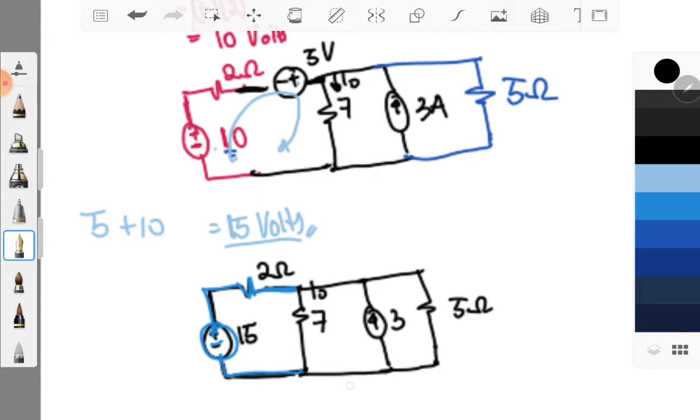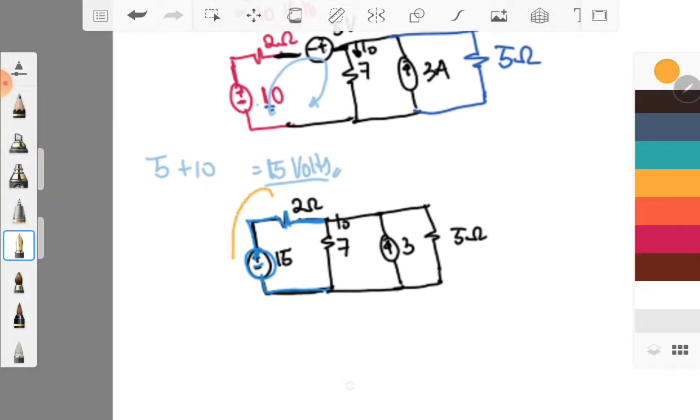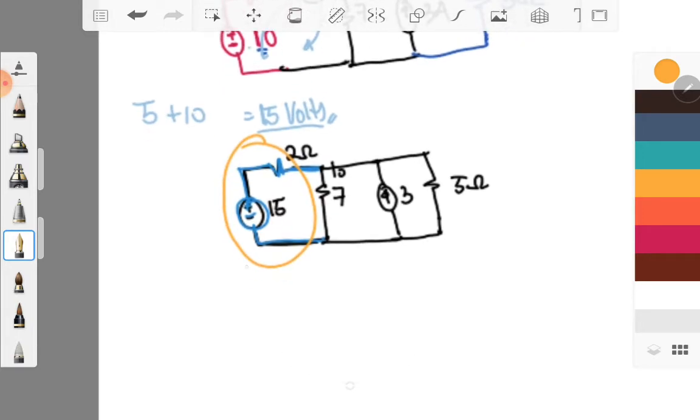Next is that we will transform this circuit into its equivalent current source transformation. Transform to current source. So take note how will we transform this into current source.